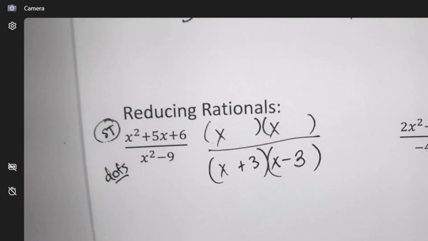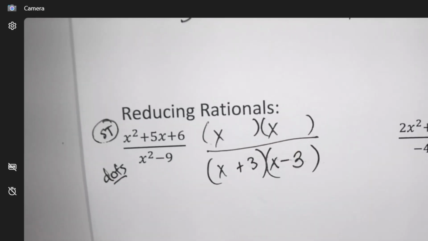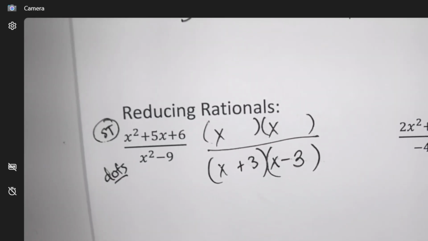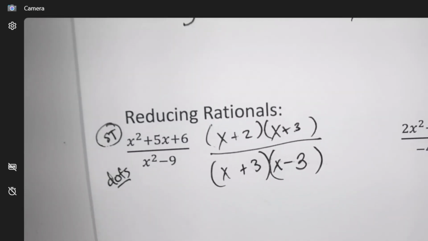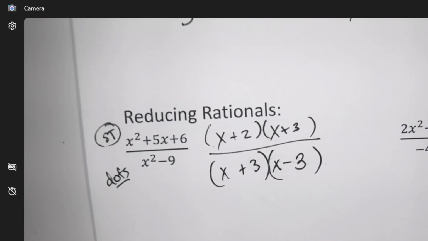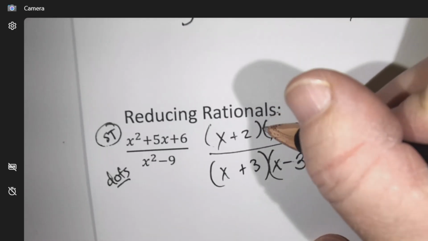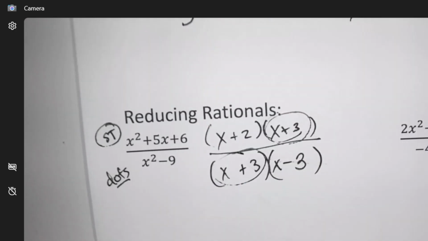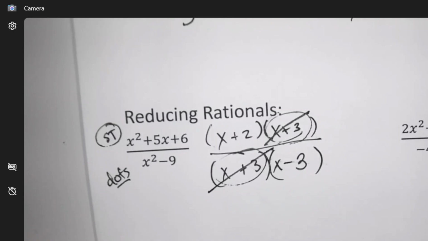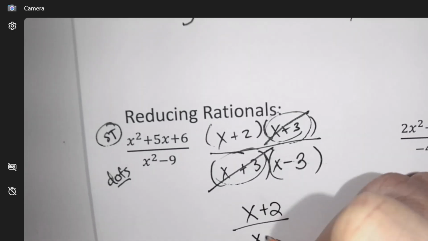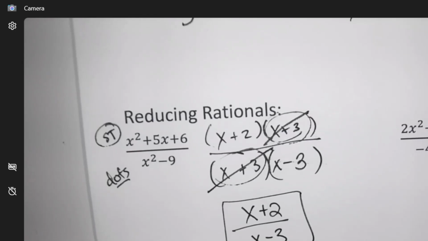Okay, question for you. Did you pick 6 times 1 or 2 times 3? You should have picked 2 times 3. Multiplies to plus 6, adds to plus 5. Okay? Now, this is a multiplier and this is a divider that are the same. So what can you do when something's the same? Cancel them. And that's your final answer.